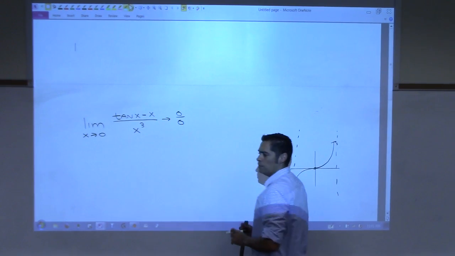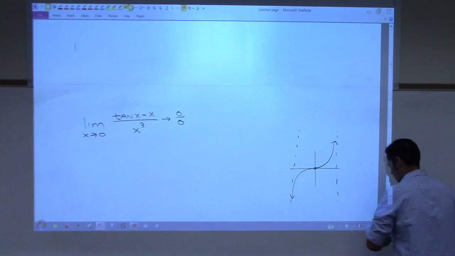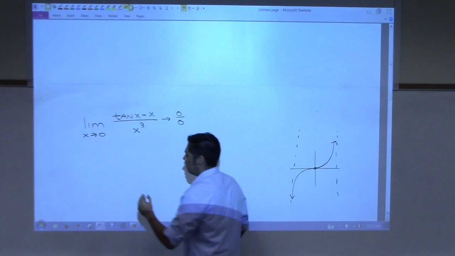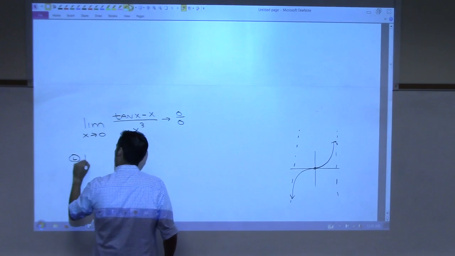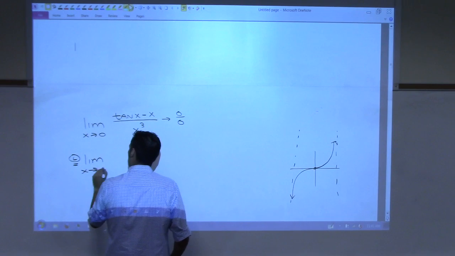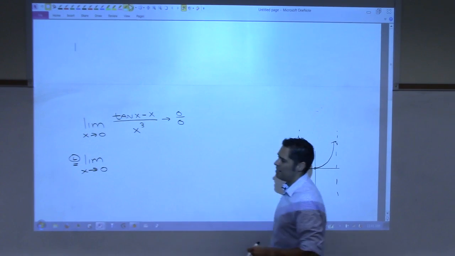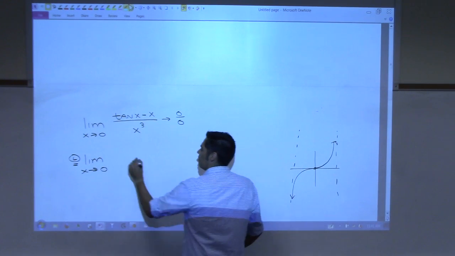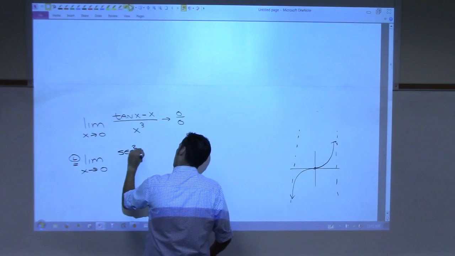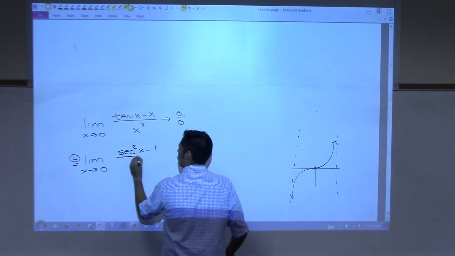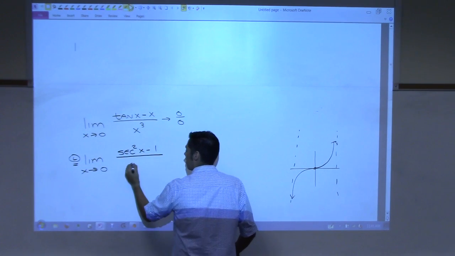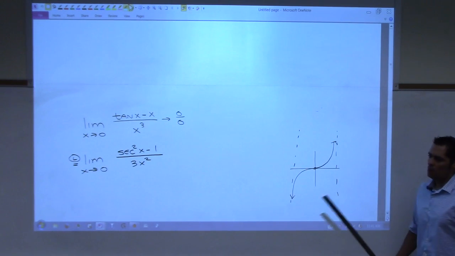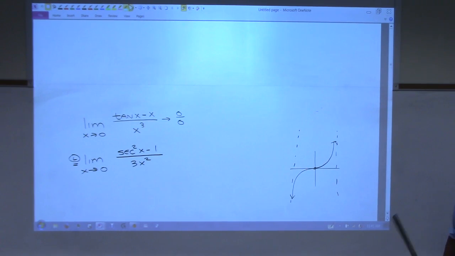I can use L'Hopital's rule. So bring in L'Hopital, equals limit as x goes to 0. All right, we need to remember some derivatives. Derivative of tangent x: secant squared x minus 1, over derivative of the bottom, 3x squared. There you go. Let x go to 0 again. See what happens.